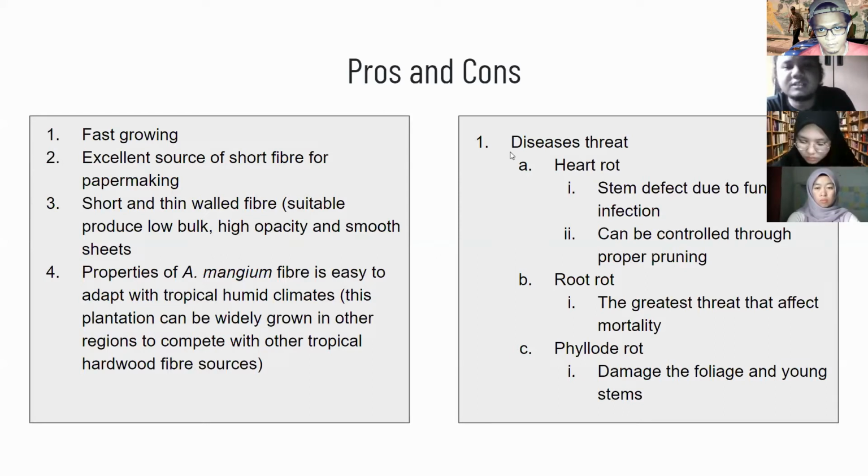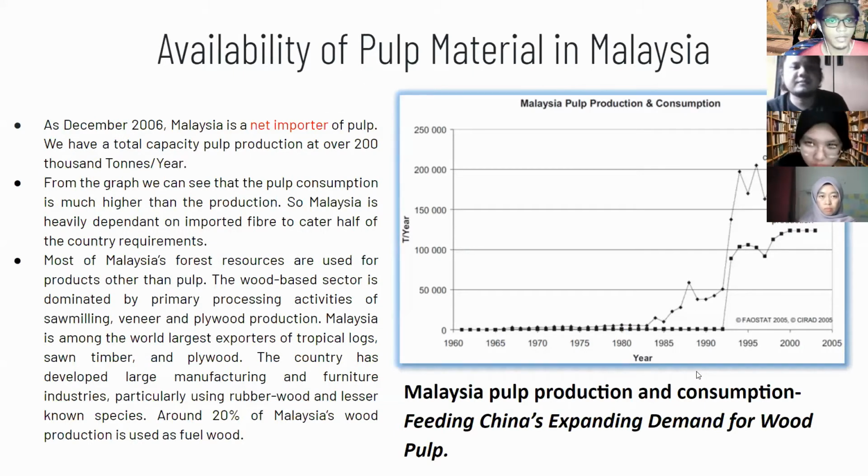Okay, for the cons, first, we can see the disease threats, which is heart rot, a stem defect due to fungal infection, which can also be controlled through pruning. Next, root rot, which is the greatest threat that affects mortality, and also pink rot, which damages the foliage and young stem. Okay, next, I will pass to Asfa Haziq. Okay, thank you. I will continue with the availability of pulp material in Malaysia.